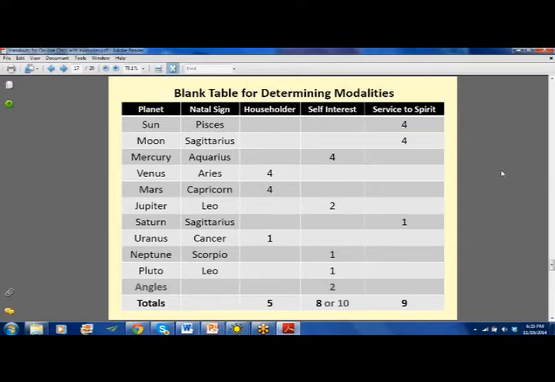So each of these modalities, there are 4 signs in each modality that carries a certain similarity to them. So the householder signs are focused on what it takes to hold a culture together. The self-interest signs or self-exploration signs are focused on what it takes to explore aspects of self and to deepen and create a deeper experience of that. And then the service to spirit signs are in service in some way. That's their primary focus. So any other questions about that?